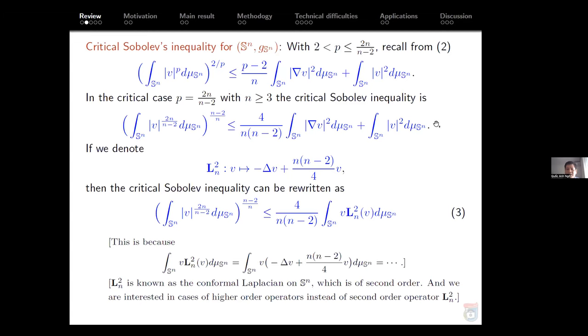If we move something to the right-hand side of that inequality, then we can rewrite it in the form of inequality 3. Here we have a new operator, which I write as capital L_{2n}. This is the well-known conformal Laplacian on the sphere. Instead of two terms, one involving a gradient and the other an L2 norm, we have a very simple one: the integral of v times L v. And our starting point is this inequality.